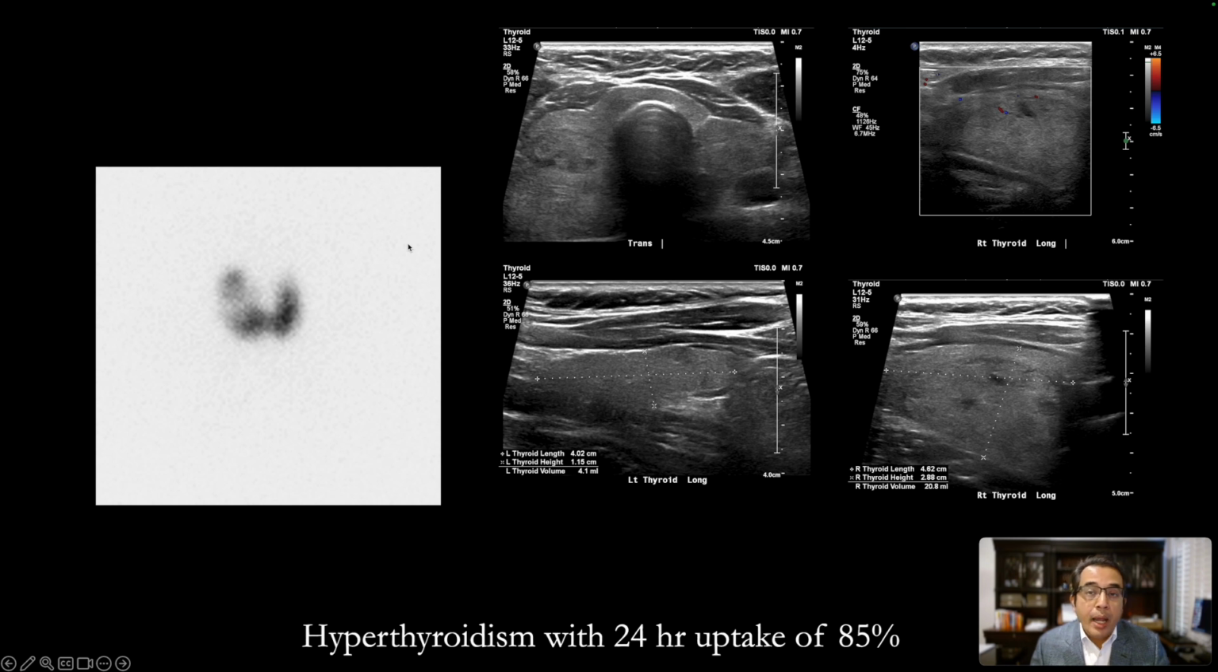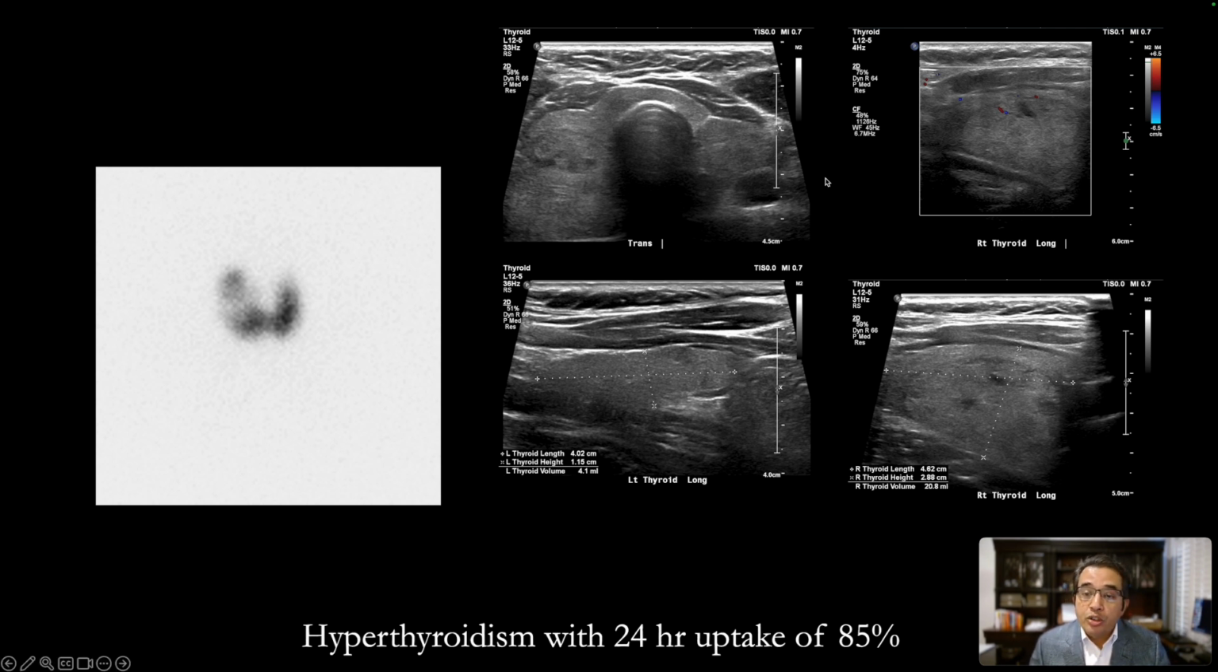This is our third patient, very interesting, a female with hyperthyroidism, and when we performed a thyroid uptake and scan, this is the anterior image from their scan, and the 24-hour uptake value was 85%, which is very high. Looking at this image, we find that there is diffuse increased uptake in the left lobe of thyroid. The right lobe of thyroid is enlarged and shows increased uptake, but then there is a cold nodule at the midpole.